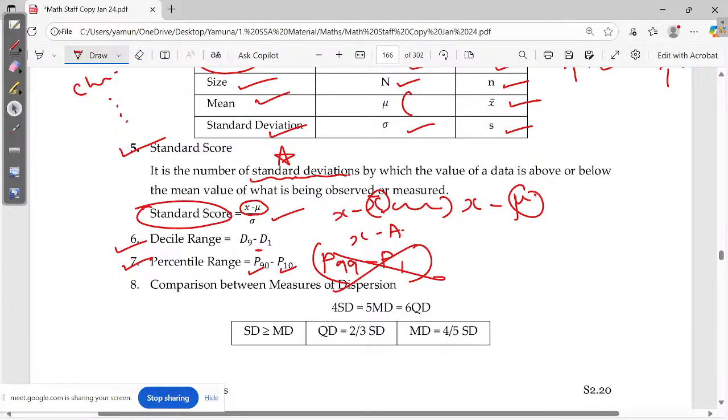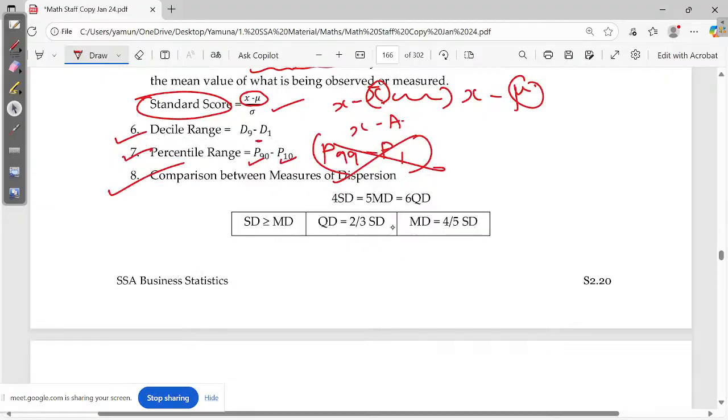Comparison between the measures of dispersion. You take the standard deviation value and multiply by 4: 4 times standard deviation. You take the mean deviation value and multiply by 5: 5 times mean deviation. You take the quartile deviation and multiply by 6, so you get 6 QD. So all will be equal. We can remember 4, 5, 6: standard deviation, mean deviation, quartile deviation. All of these will be equal.